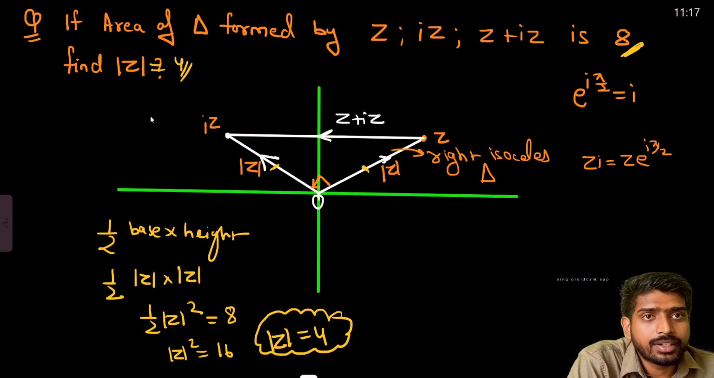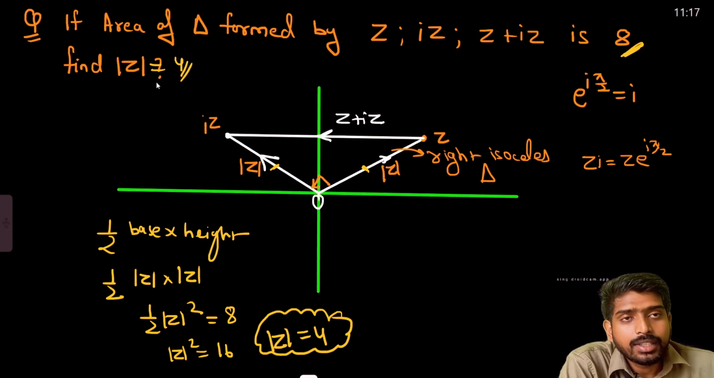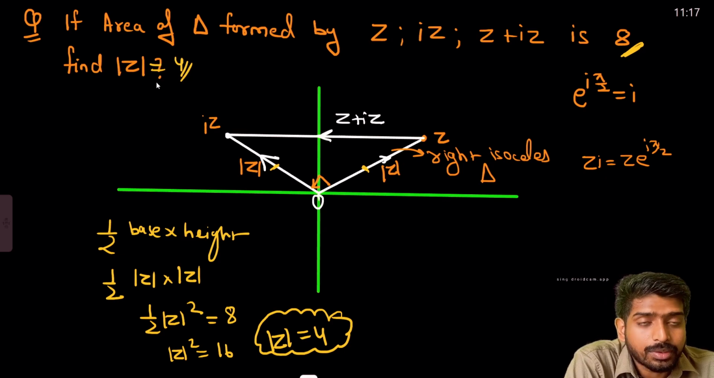So the vector representation of a complex number and the rotation of a complex number are the most important topics in complex numbers. Many PYQs have been asked from these two topics in complex numbers. So prepare these two topics properly.